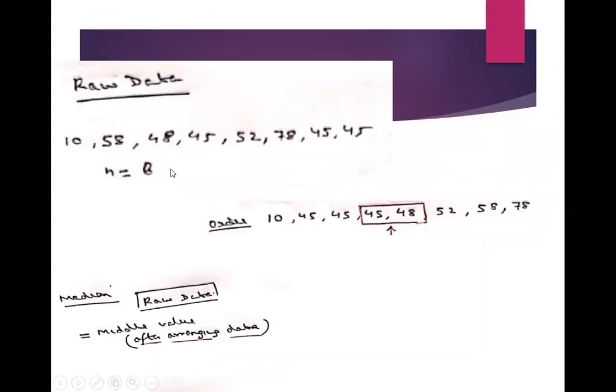So for raw data, calculation of median or identification of median value is very simple. This is our raw data. We arrange it in particular order. In this situation, I have arranged the data in ascending order.